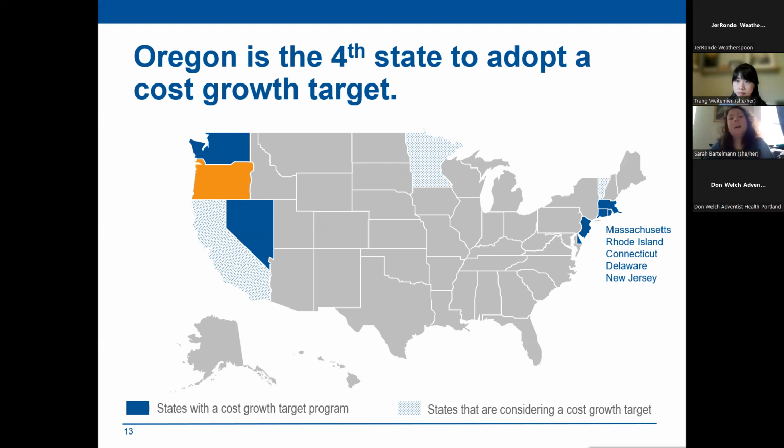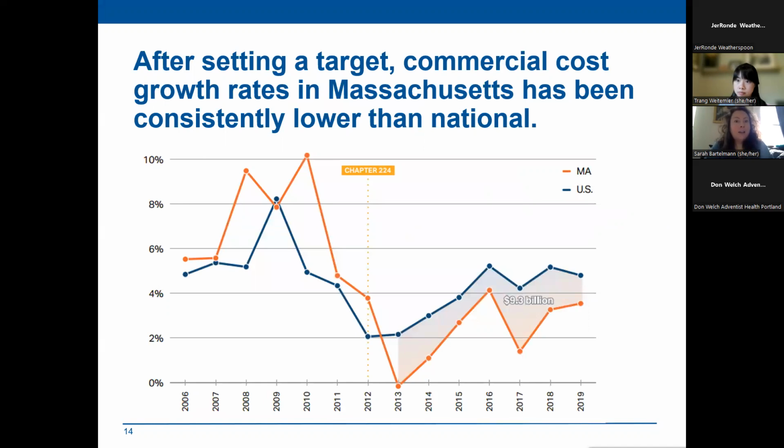Next. One question that we get is, why do we have a cost growth target? Does it work? What is the point? Is it going to work? And right now, Massachusetts is the state that has had a cost growth target program in place the longest. They're the furthest along this path, and their results are pretty good. After they set their target, their commercial cost growth rates have been consistently lower than national. Has Massachusetts met its target every year? No. There's all kinds of things that go on, and we'll talk more about what it means to meet or not meet the target a little bit later in this orientation. But what they have done is they've brought that trend down. They've slowed the rate of growth, and that's really what we're hoping to do in Oregon as well.